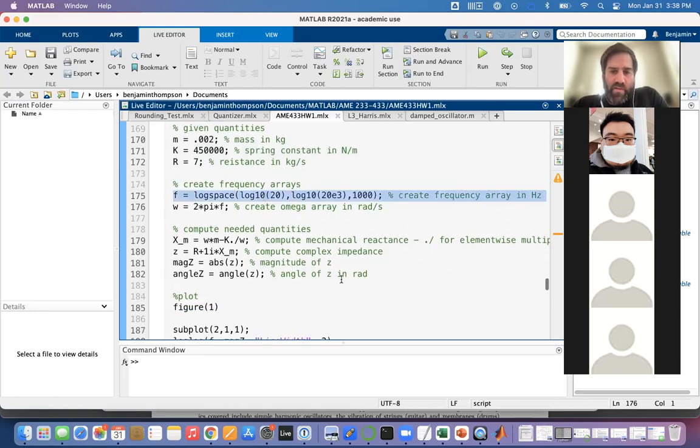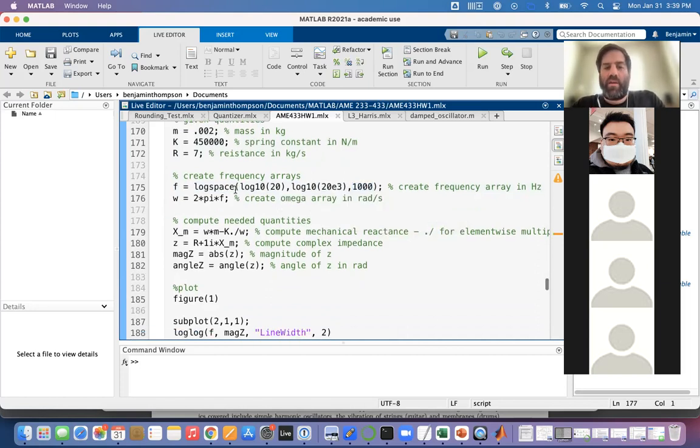Then I'm going to create my frequency array. I'm going to do that with log space. I want to go from 20 hertz to 20 kilohertz, and I'll do that in 1,000 points. This is really just the resolution of your graph. It doesn't matter what you put here, though it's not going to work very well if that number is too small, and it's going to take a long time if that number is too large. Okay, that's just resolution. The next thing I'm going to do is make an array that's in radians per second.